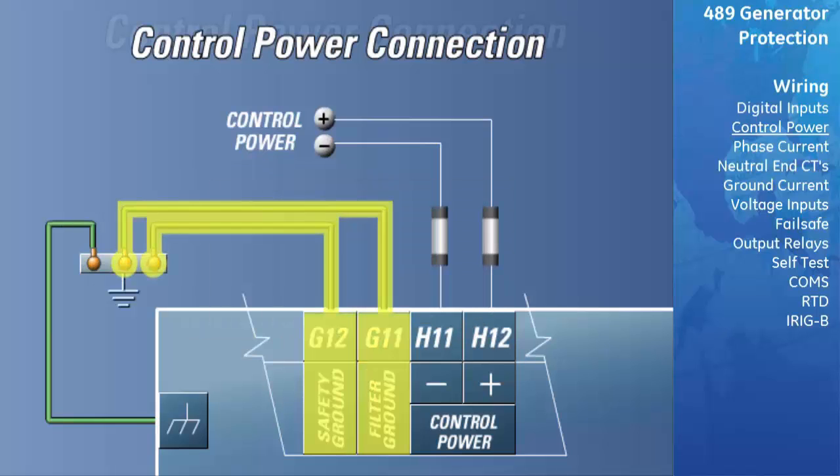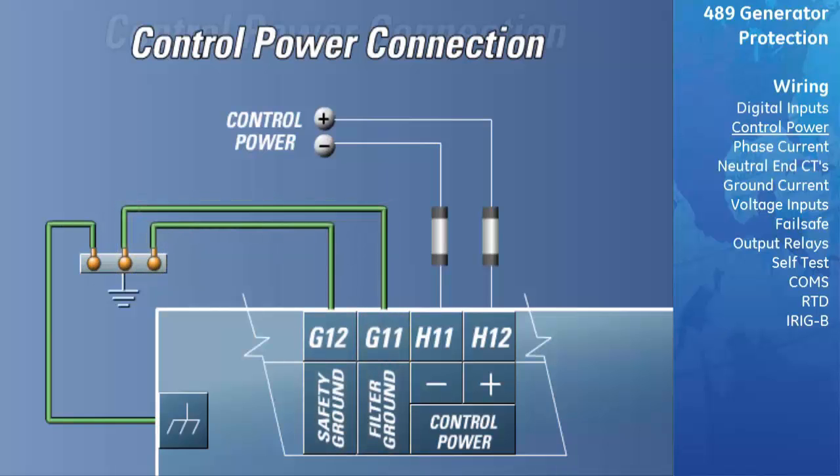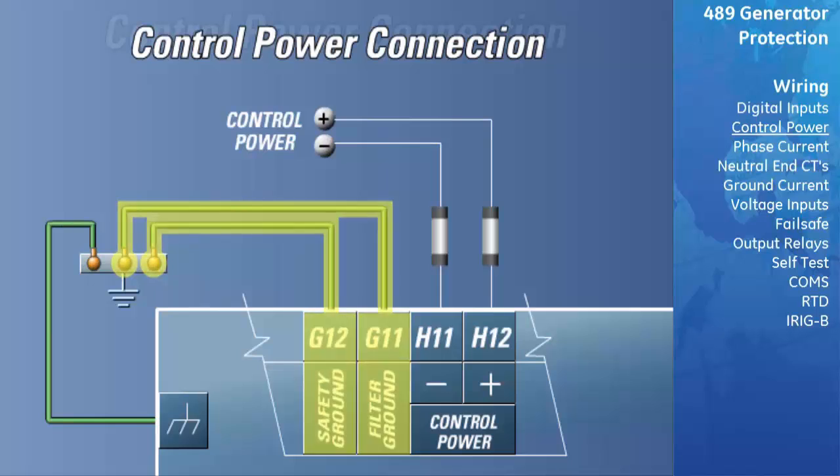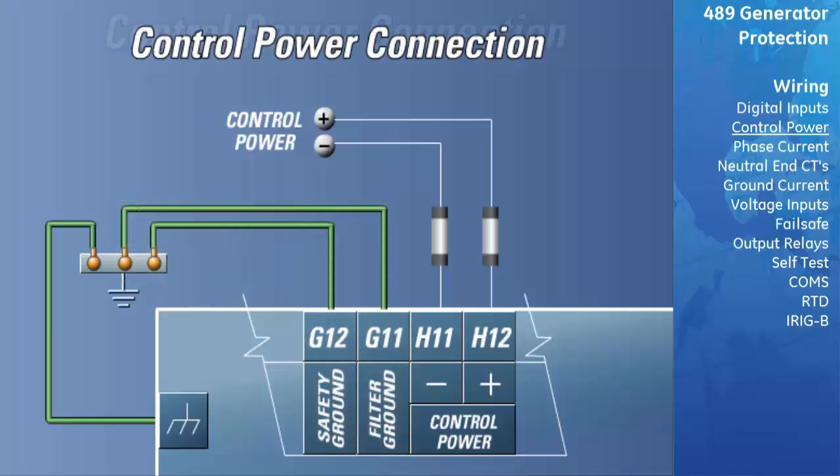Extensive filtering and transient protection are built into the relay to ensure proper operation in harsh industrial environments. Transient energy must be conducted back to the source through the filter ground terminal. A separate safety ground terminal is provided for high-pot testing. All grounds must be hooked up for normal operation regardless of control power supply type.